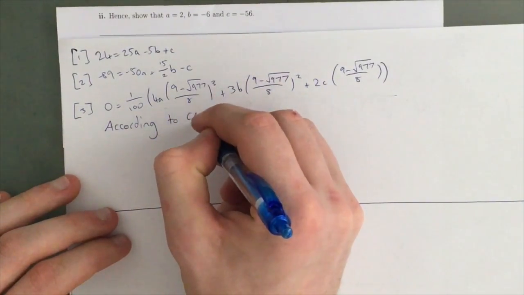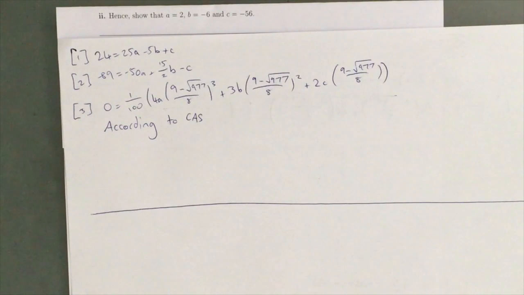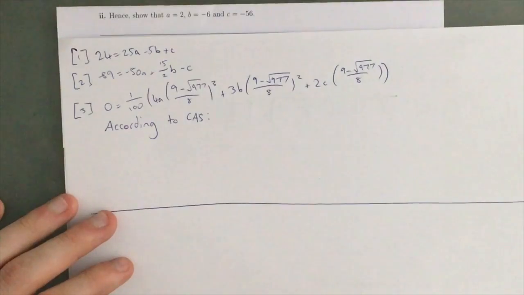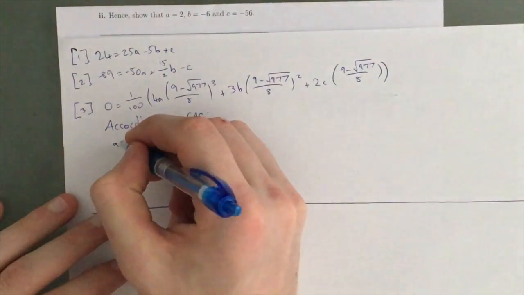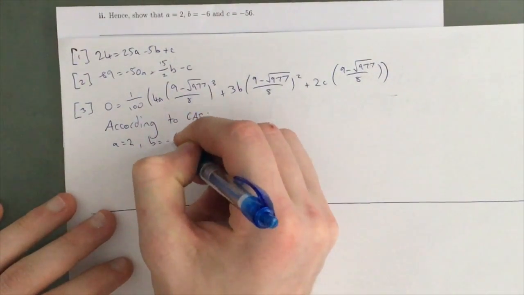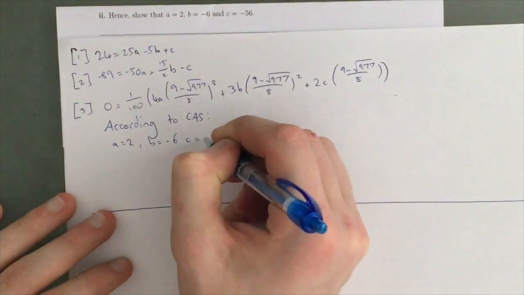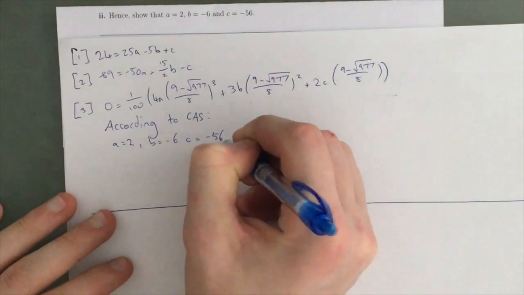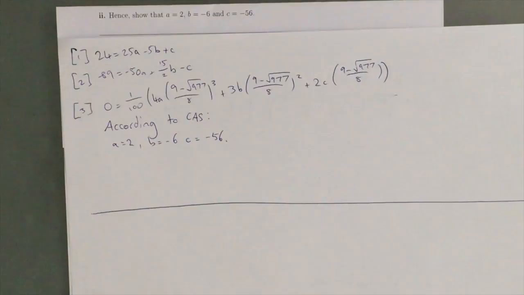And you would go into, I believe, menu 371, which is algebra, solve systems of equations, and then simply put in three different variables, a, b, and c, and then solve for that, according to Kaz, which will actually give you a equals 2, b equals negative 6, and c equals negative 56. And that's our answer. That's it.